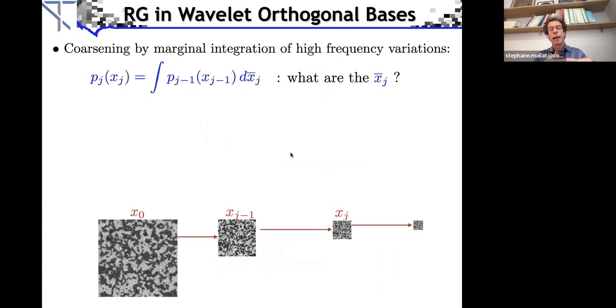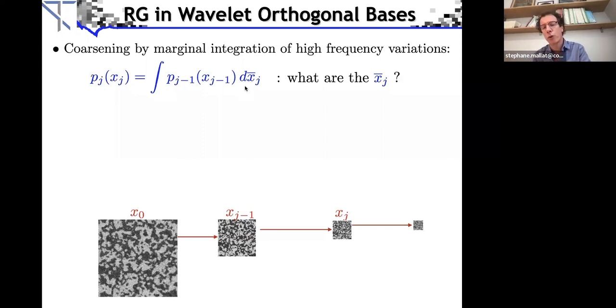Okay, now to compute this renormalization group, as we said, the key point is to compute the probability distribution of xj from the probability distribution of xj minus one. To do so, what you need to do is a marginal integration over all the free variables of xj minus one, which are not within xj. Now, the question is how to express these free variables.